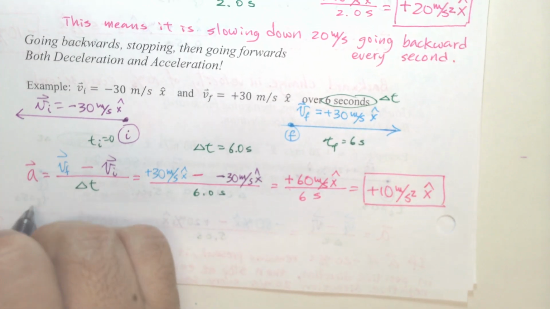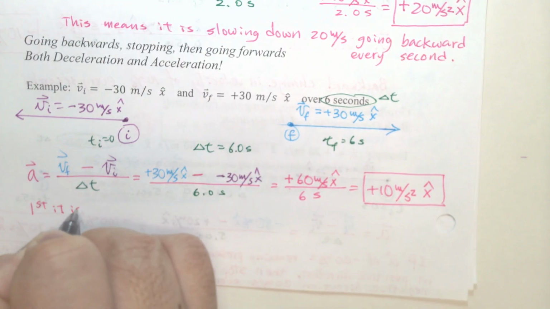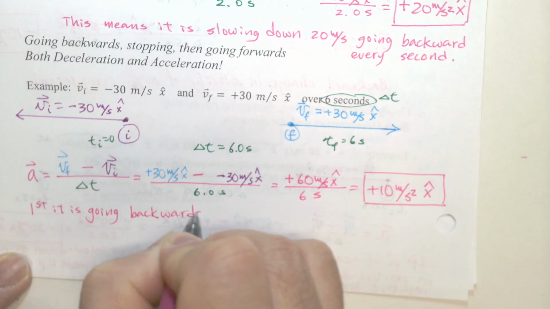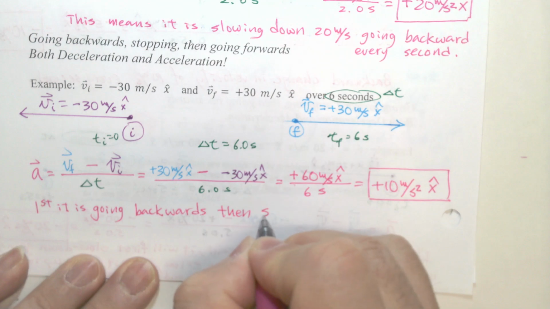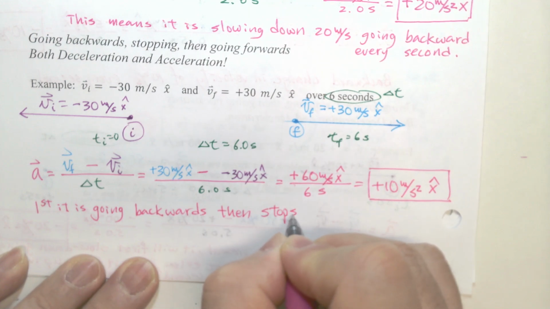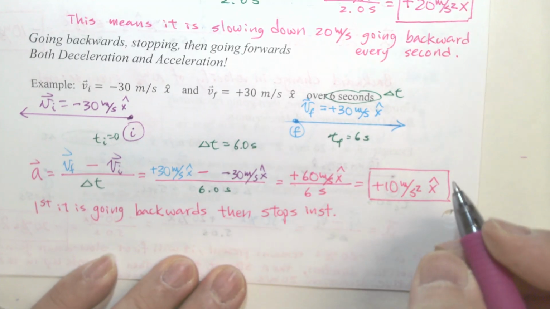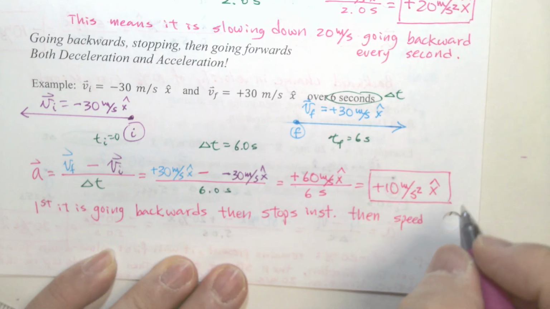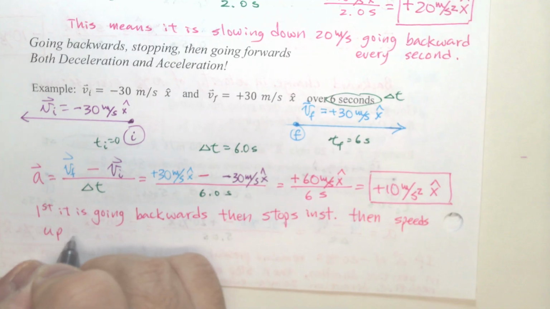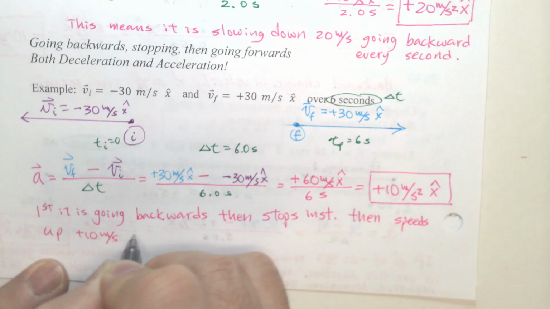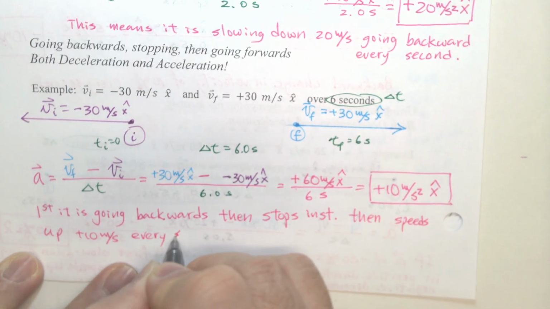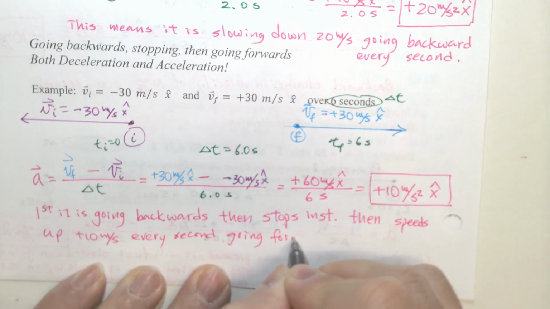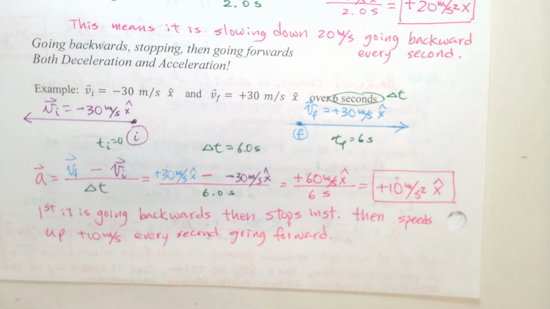So first it is going backwards. Then it stops instantaneously, then speeds up positive 10 meters per second every second going forward. All right.